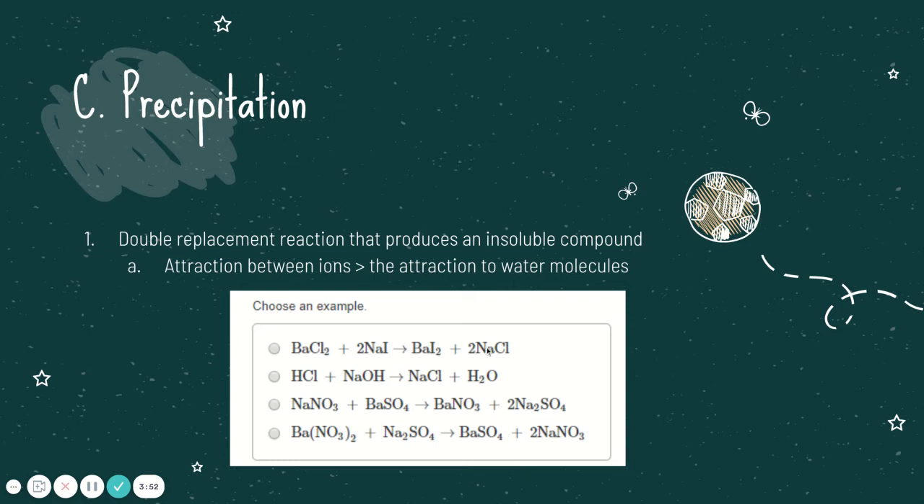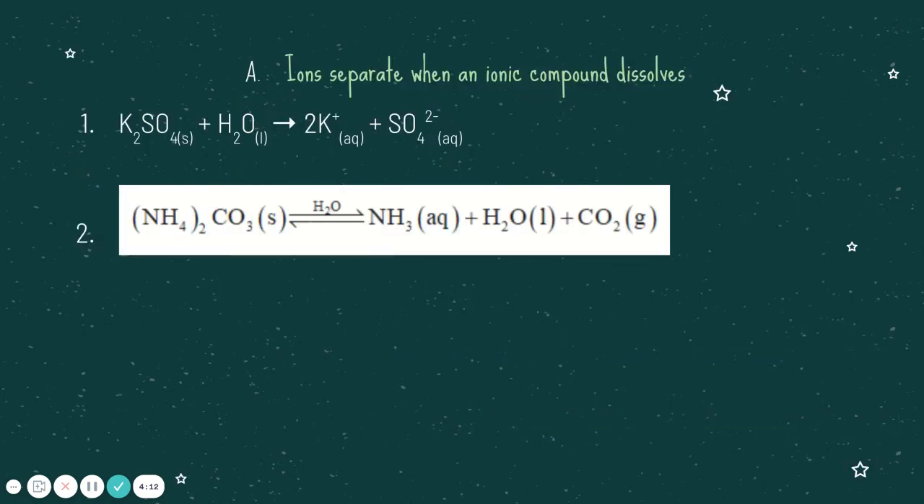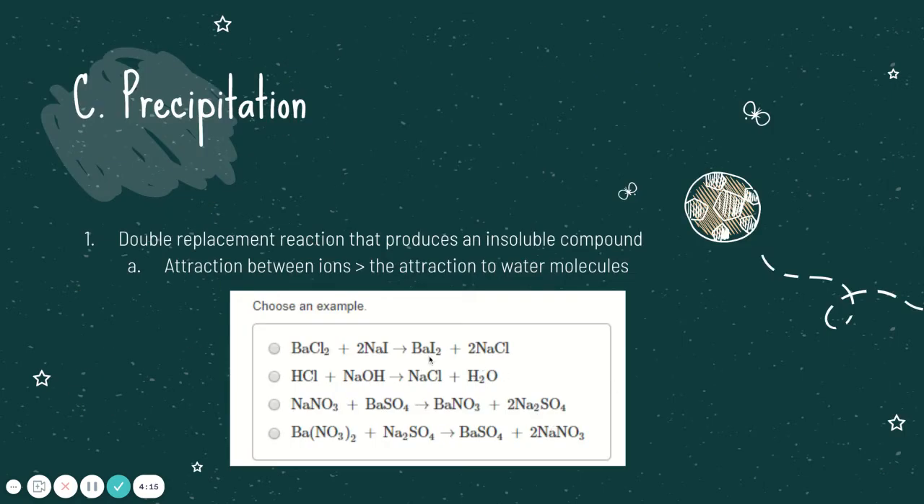So I can see that sodium is in every single product. And if I go back to those rules, sodium right here, this very last rule, all salts of sodium are soluble, except several uncommon ones, which aren't even listed because it's very, very rare. Those are all soluble. So I'm really looking at this barium one. Water doesn't count. Of course, water is soluble in water. That doesn't even really make sense. But these other ones all have barium, and they're with iodine, nitrate, and sulfate.